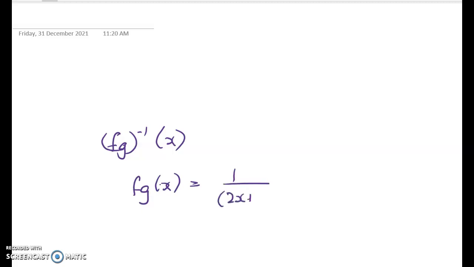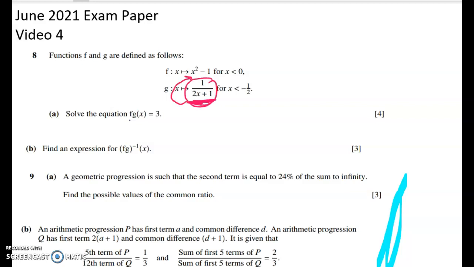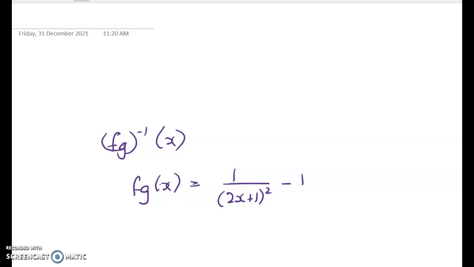Okay, so we've got for fg inverse of x. Well, we started out with fg of x, which was the thing that we had in the last question. So that was 1 over (2x plus 1) squared, take away 1, right? So that came from, first of all, g of x was this one here. So it was 1 over 2x plus 1. And then we put that into here, square it and subtract 1.